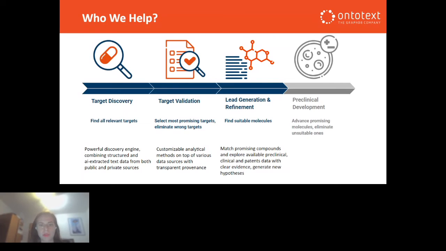We also help with lead generation and refinement, so we can help uncover compounds that target these specific proteins, and also cell lines which are commercially available and can be purchased for further experimentation, and literally deliver a full report that can then be used to perform the wet lab experiments which are required to validate all of the findings into a single system. Next slide, please.